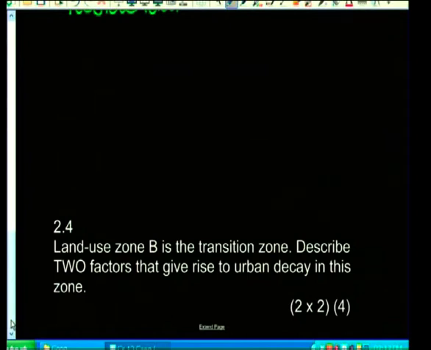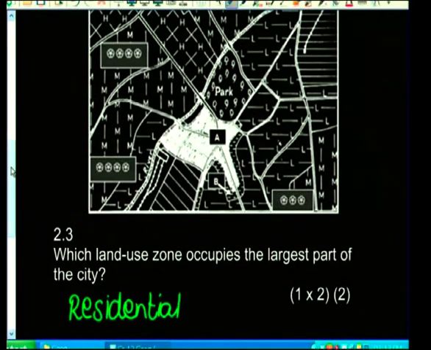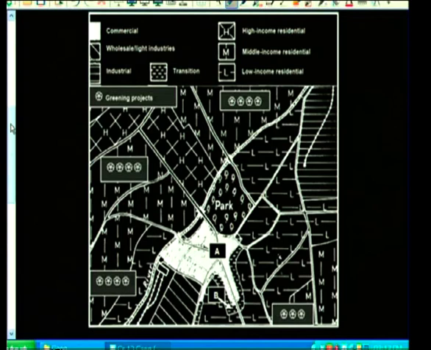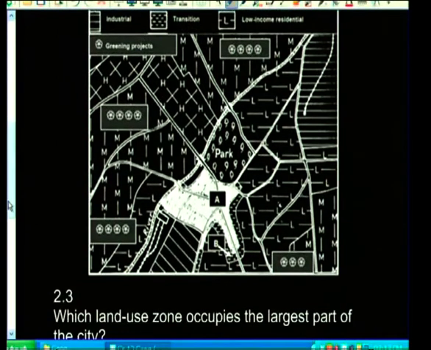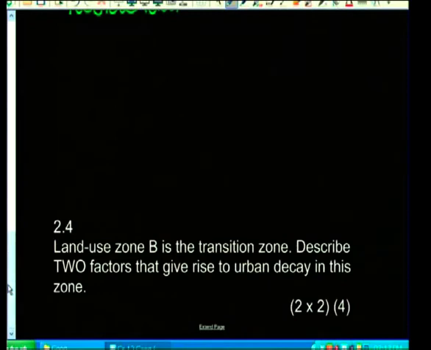Question 2.4. Land use zone B is the transition zone. Describe 2 factors that give rise to urban decay in this zone. First of all, you need to know that the transition zone is found just in and around the city area. It is over here. If we go back to our diagram, it is labeled with little lines, and so this area is located right around the city fringes here before we get to our low income residential housing. The question specifically asks you to describe 2 factors that give rise to urban decay.